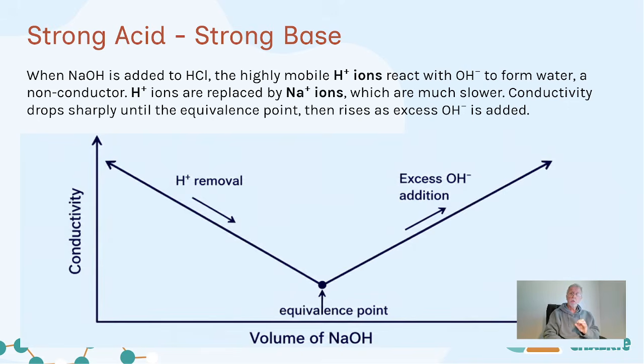When you now continue adding the NaOH, you are continuing adding sodium ions and hydroxide ions. The hydrogen ions have all turned into water. There's chloride ions there, that hasn't changed. So you are basically introducing now more ions, particularly the hydroxide ions, which, as we saw in the table, are pretty mobile, good conductors. And that then hopefully explains the graph.